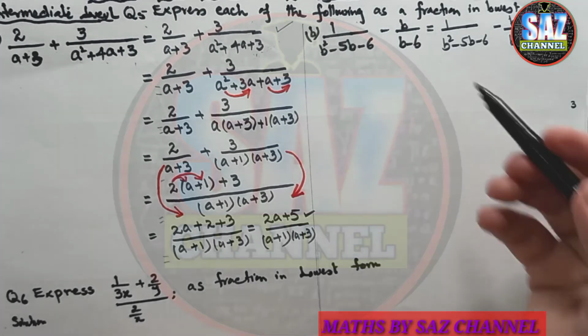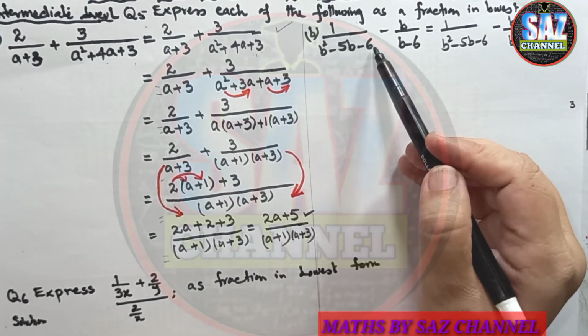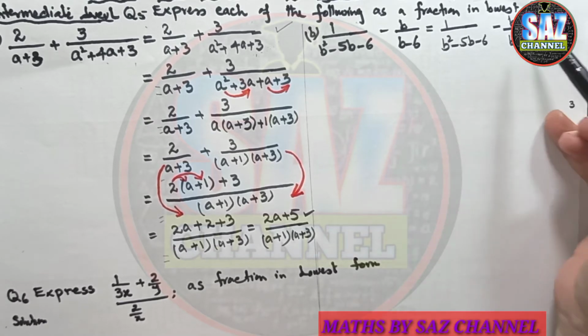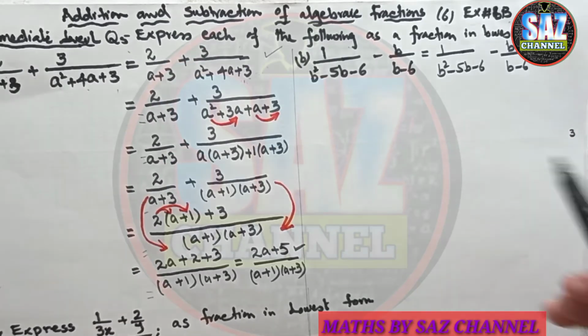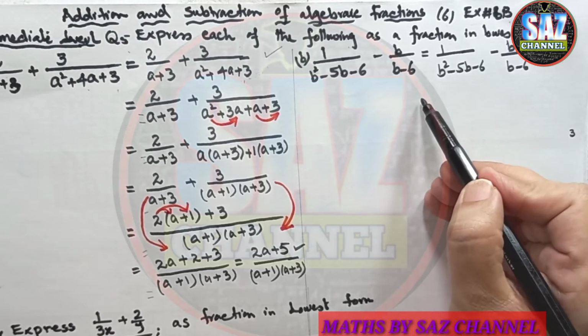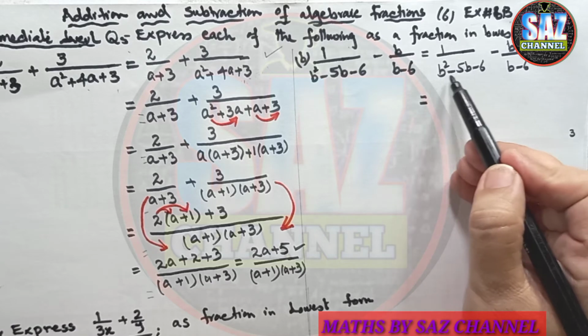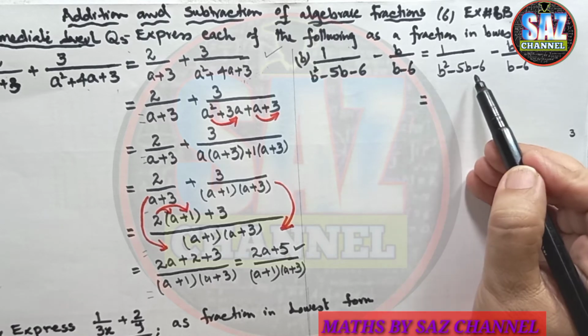The second question is 1 over b square minus 5b minus 6 minus b upon b minus 6. Again, I've written the question for you. If we look at the denominator of the first fraction, it's a quadratic expression, and we have to apply midterm breakage here.